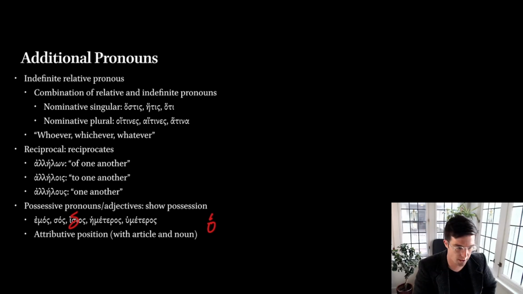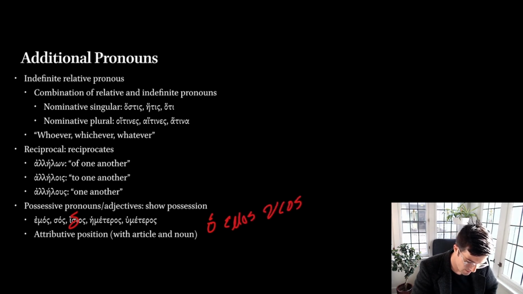You'll see it called both. Ho emos huios. So that emos is going with huios. It's modifying it as an adjective in attributive position. Remember, attributive position is when the article is coming right before it. You could also have ho huios ho emos as attributive position, and it would mean the same thing.